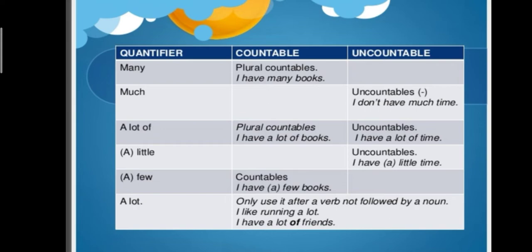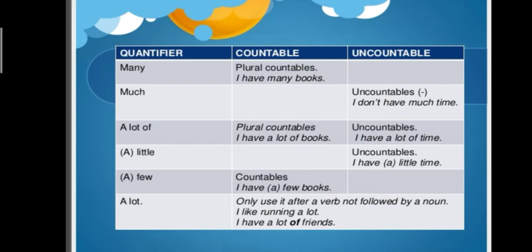Time is also uncountable. A lot of can be used with countable as well as uncountable. If it is countable, then it will be a plural one. I have a lot of books. And uncountable, I have a lot of time. Then is little. Little is used with uncountable nouns. I have a little time. And a few or few is always used with countable nouns. For example, I have a few books.